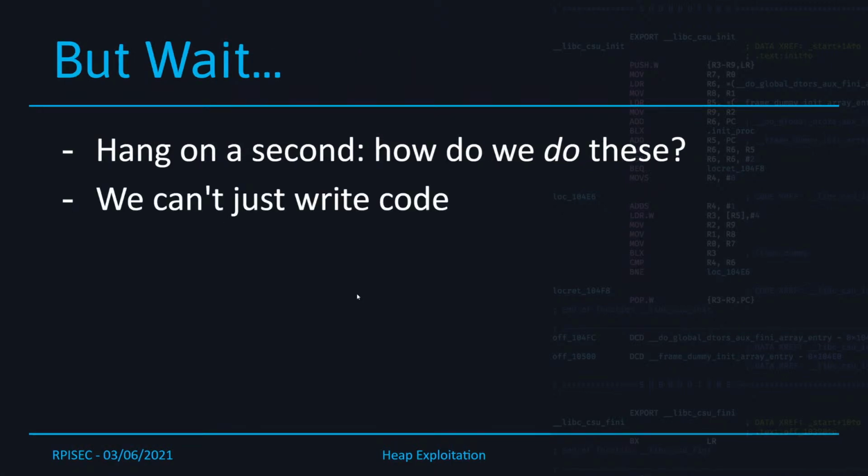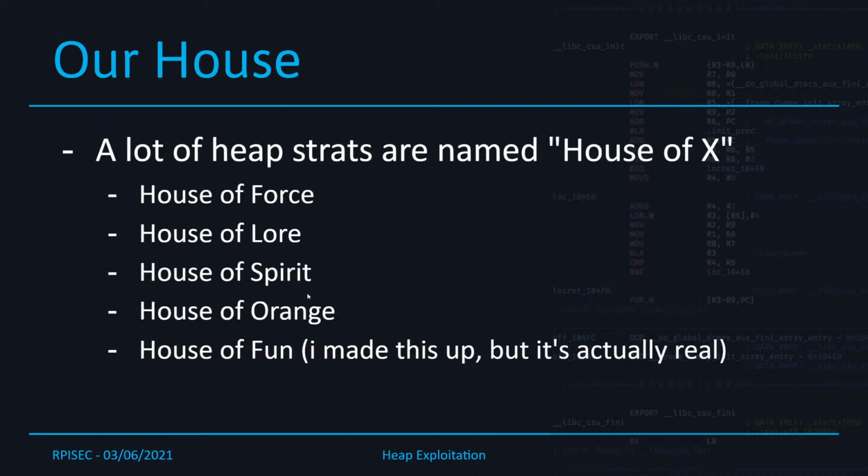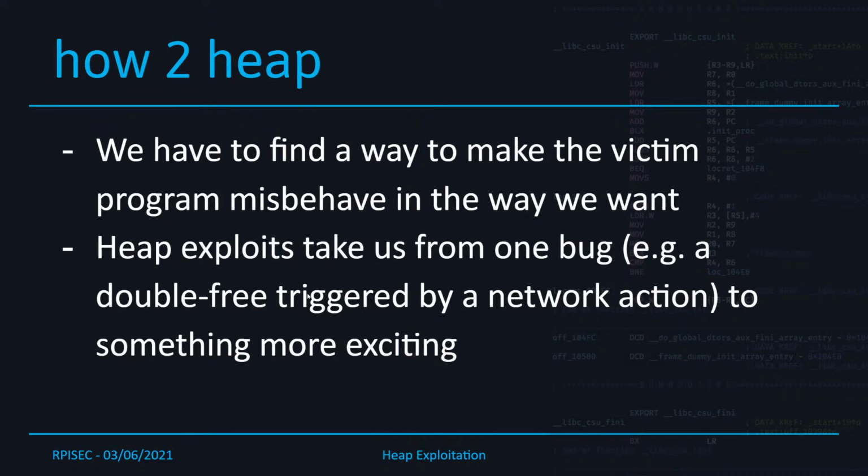So one question that comes to mind is, how do we make this happen? All these examples here, and the big example I have at the end, we had to write some code to do it. So in practice, we need to find a way to make the victim program misbehave, to make it do what we want. So a heap exploit might take us from a double free to something that actually gives us arbitrary control of a function pointer, especially if user input gets involved. So this is pretty complicated stuff, and it can wind up being a very elaborate exploit, especially once you mix in address space layout randomization, and that kind of stuff.